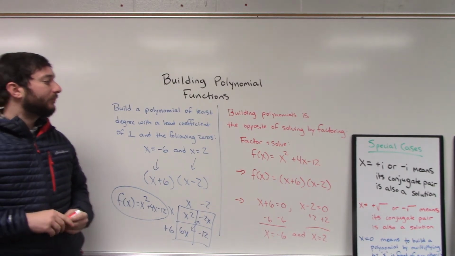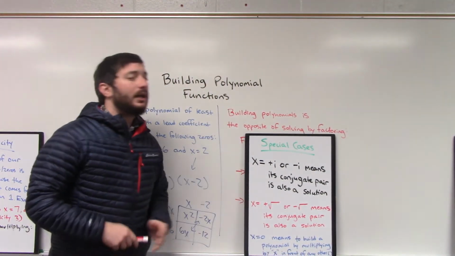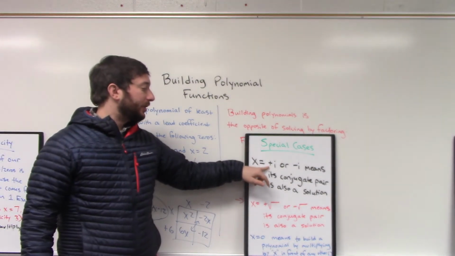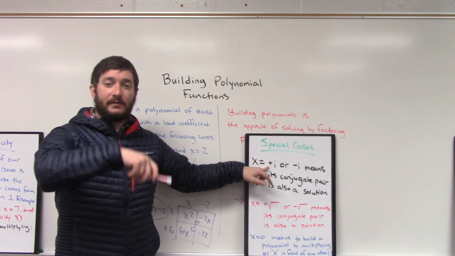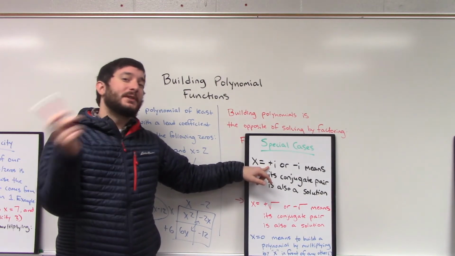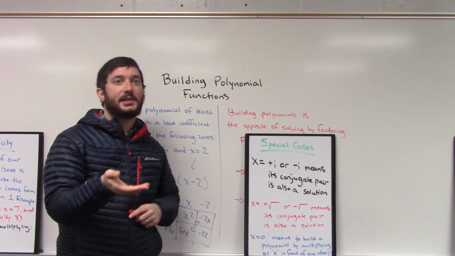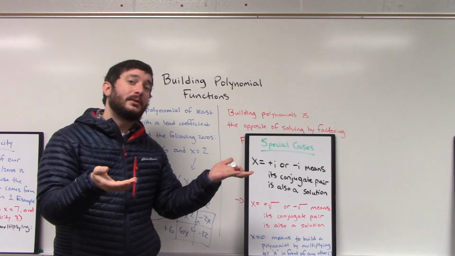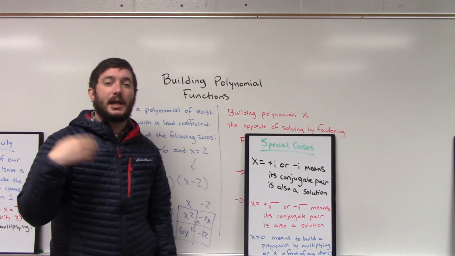Now, there are some special cases to think about. Those special cases are as follows. If you're ever given a solution or root or zero with a positive i or a negative i, those solutions must always come in pairs, conjugate pairs. So if I give you x equals positive i as a solution, you should know that x must also equal negative i, right? They go together. You can never have just one complex solution.